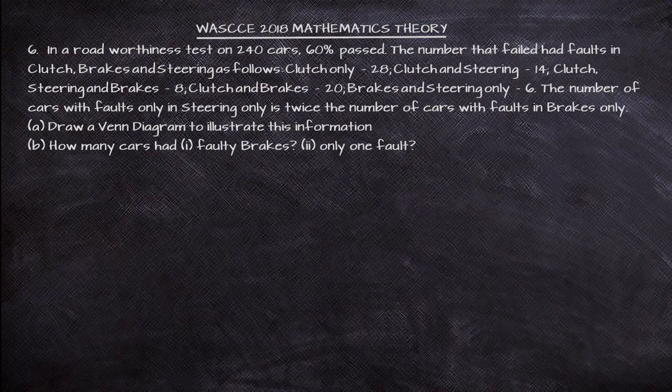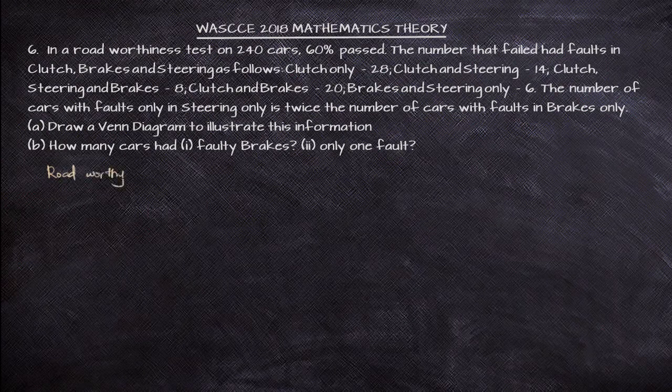Our question here is talking about a roadworthiness test on 240 cars. We are told that 60% of the cars passed the test, and then there is a whole lot of statistics on the vehicles that failed the test. We are to eventually draw a Venn diagram to illustrate the information and to determine the number of cars that had 40 bricks and then only 1/4.